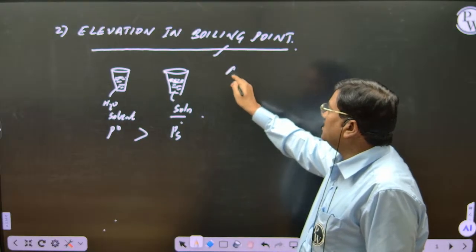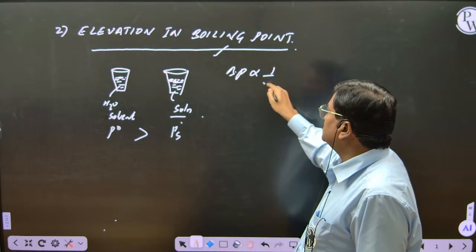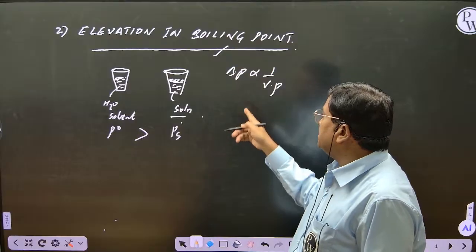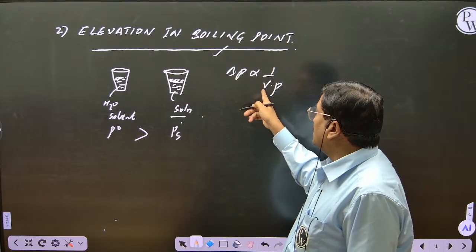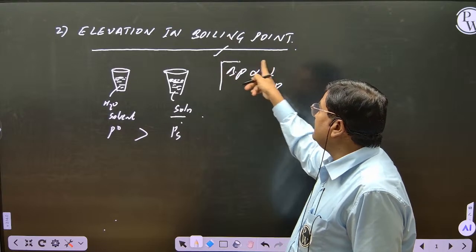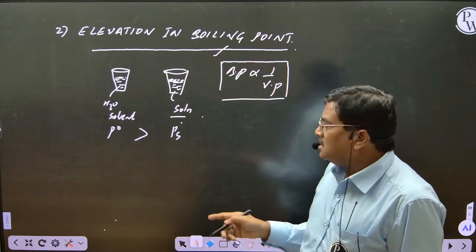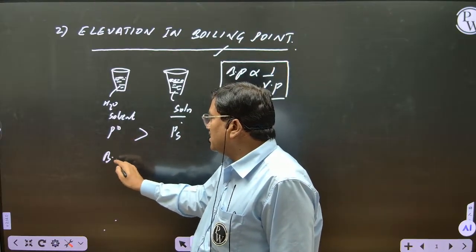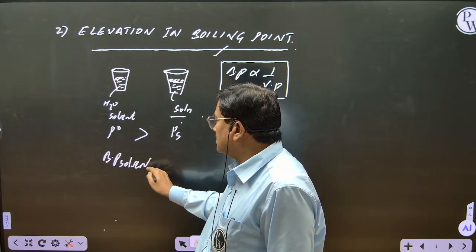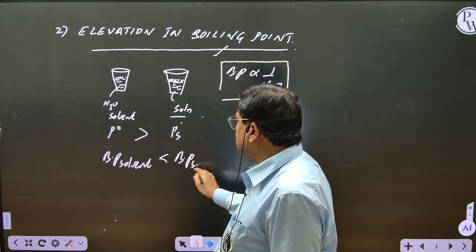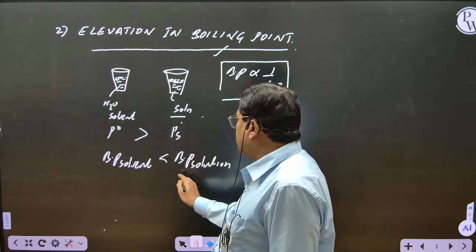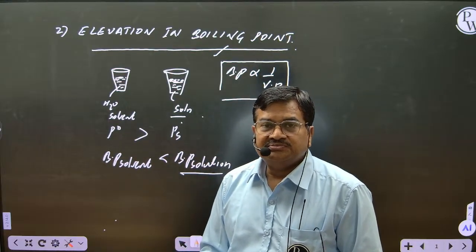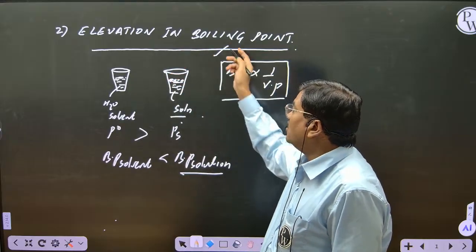But remember, boiling point is inversely proportional to vapor pressure, as we discussed in the introduction of evaporation. That means when you add solute to solvent, the boiling point of solution gets elevated. The boiling point of solvent comes less, whereas the boiling point of solution comes to be more. That is what we are writing here, elevation in boiling point.